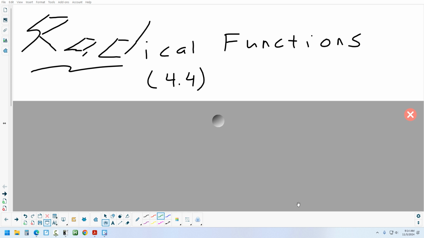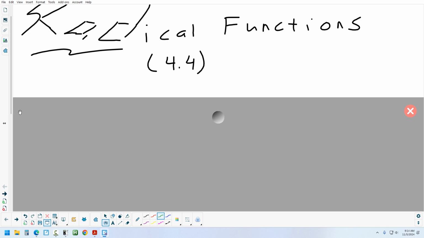So our last section we're going to look at this week is radical functions. And what I did there is I created my own font. Like if I was going to create a font called the rad font, that's what it would kind of look like. That's pretty cool, huh? Yeah. All right. There's more. Don't worry. So radical functions.